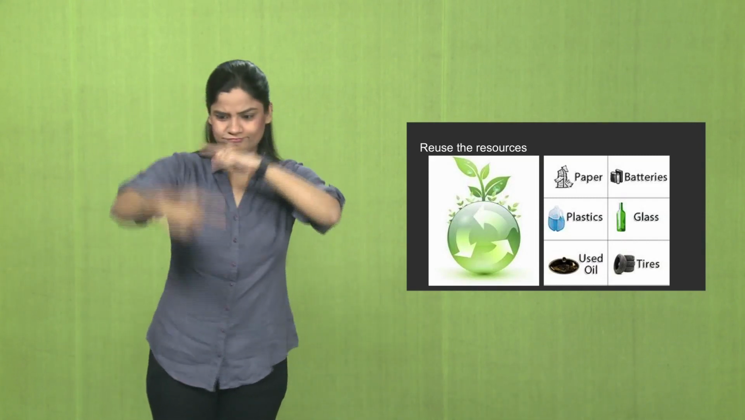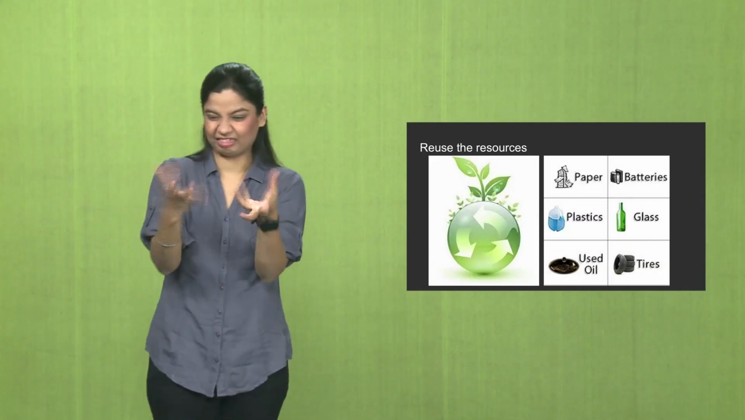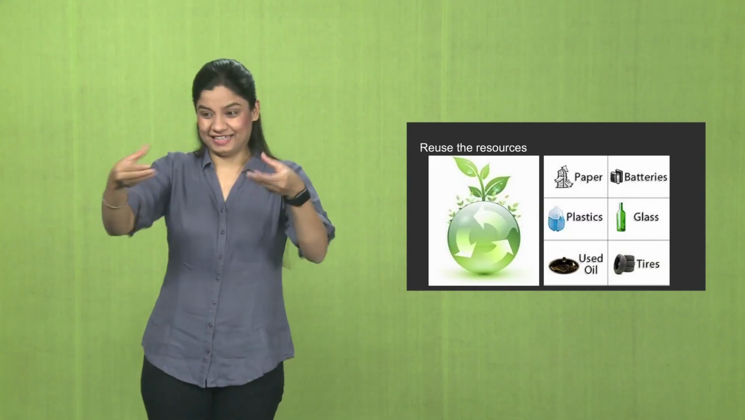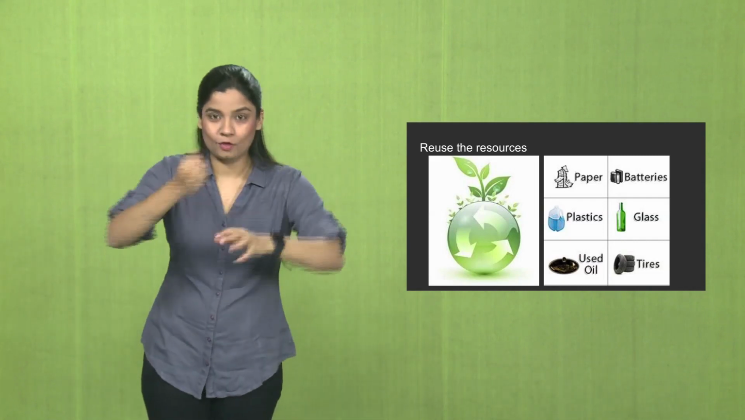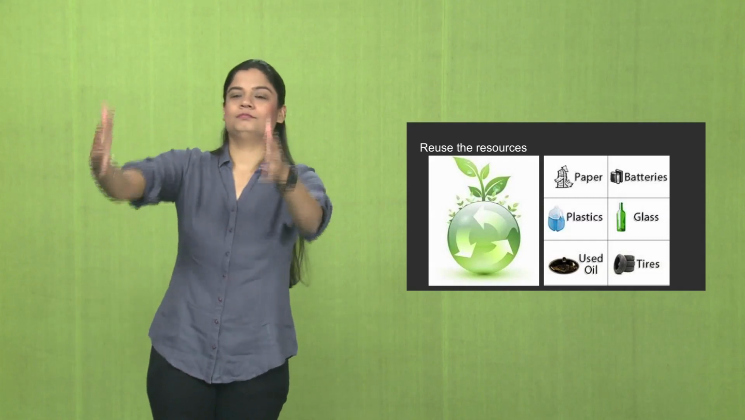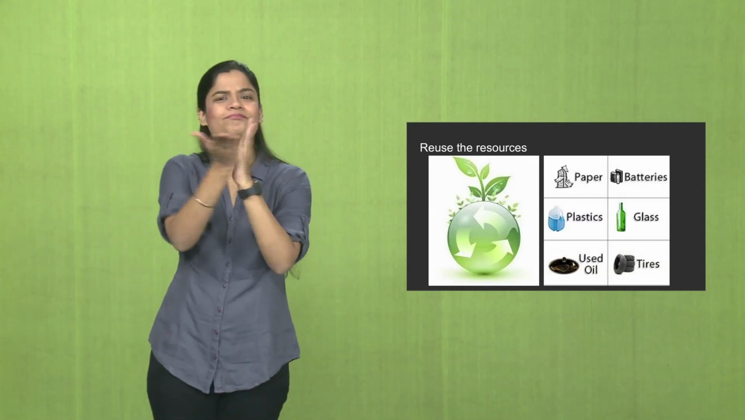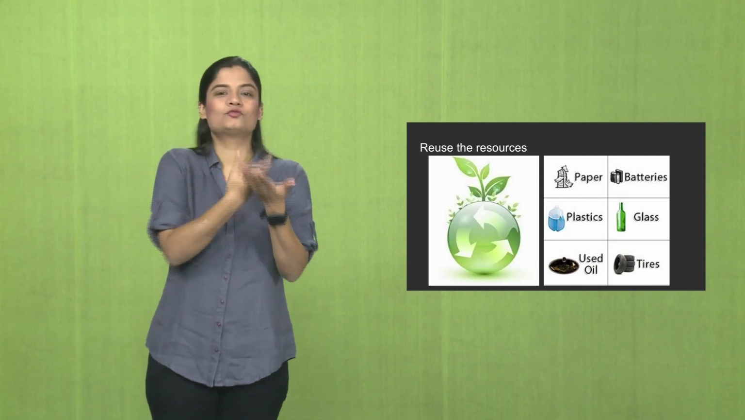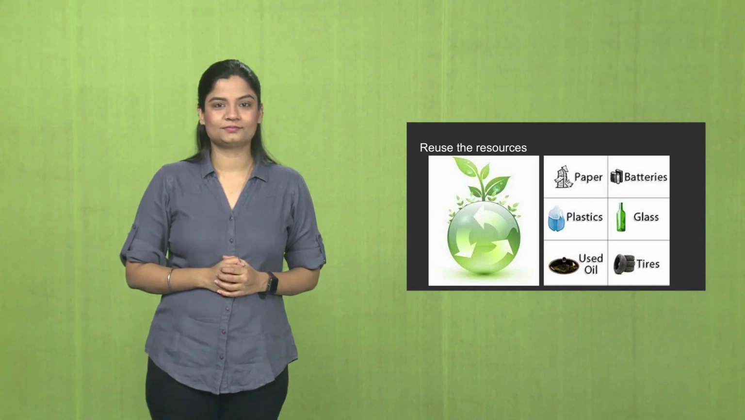Tires that are not of use, sometimes they are thrown away. Once they have broken or done away with, they are thrown away. Instead of throwing them away, you can clean it, put some sand and soil in it, and grow a little plant inside it. So that can also be resource utilization. So that is reusing of the resources.